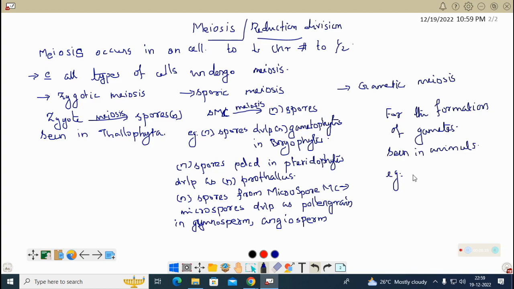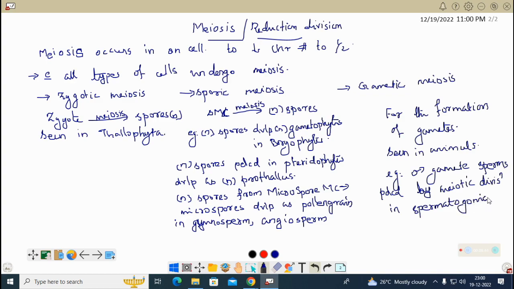Sperm is a male gamete produced from spermatogonial cells by meiotic division, right? So male gamete sperm is produced by meiotic division in spermatogonia, or we can say sperm mother cell. Like that, the female gamete ovum is produced by meiotic division in oogonia or ovum mother cell.